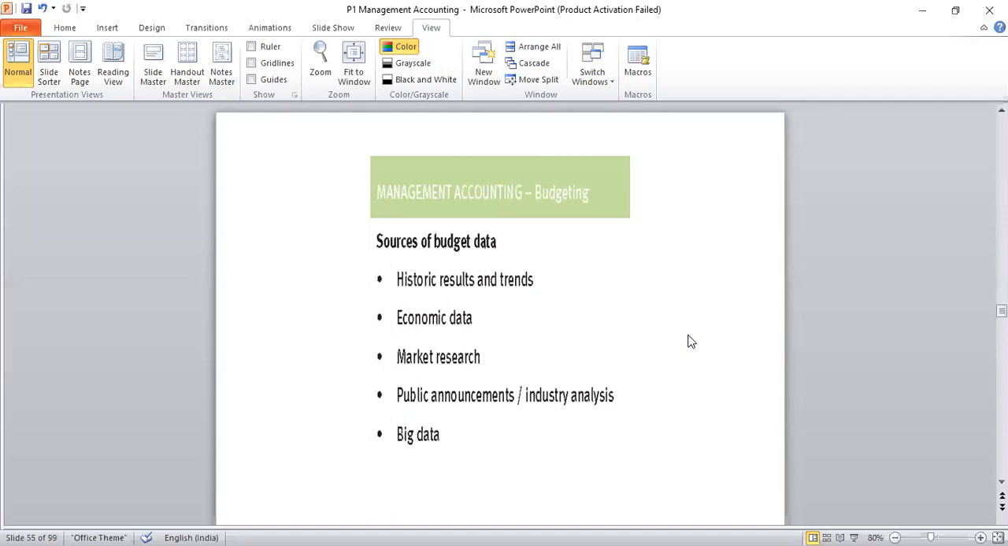Public announcements and industry analysis: some information is available, maybe some reports talk about how the industry would grow, there is scope for the industry, the growth is seen in the industry, or the industry is passing through a bad phase, or because of these reasons. Some kind of analysis would always be available about specific industries. So when there are public announcements and industry analysis, accordingly they plan for the future.